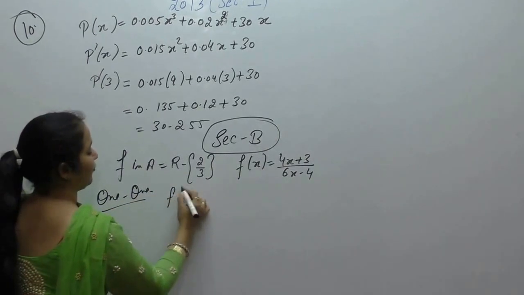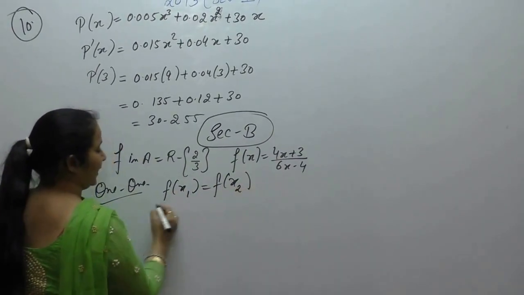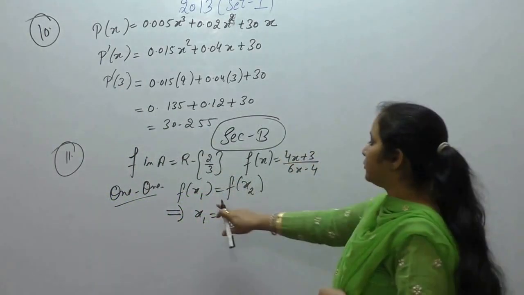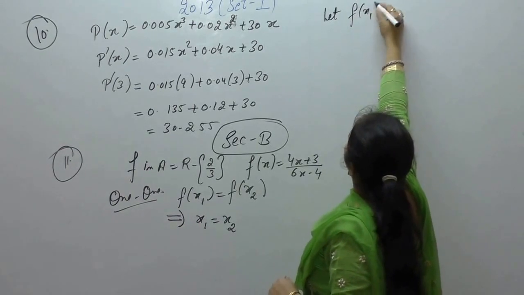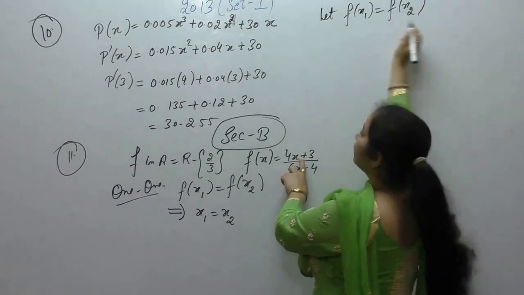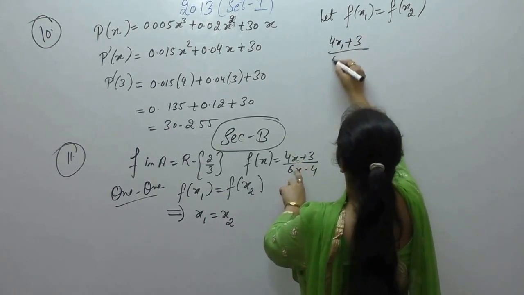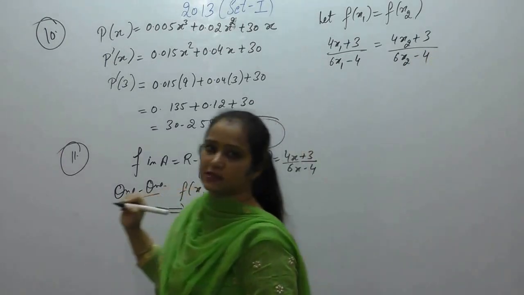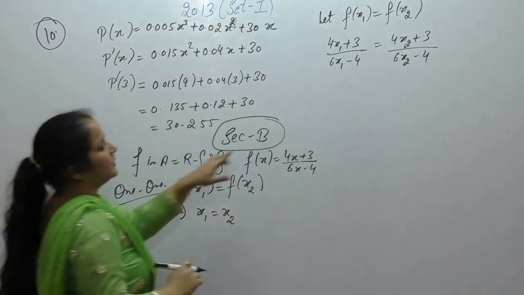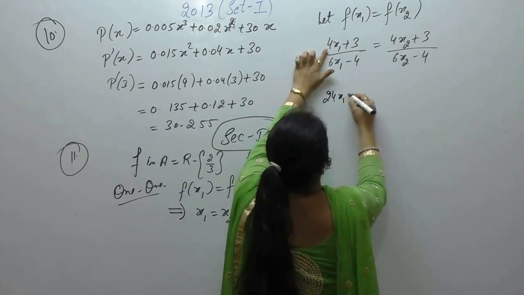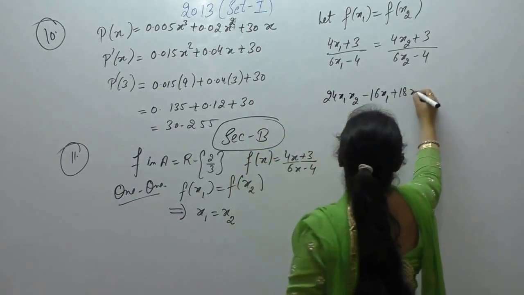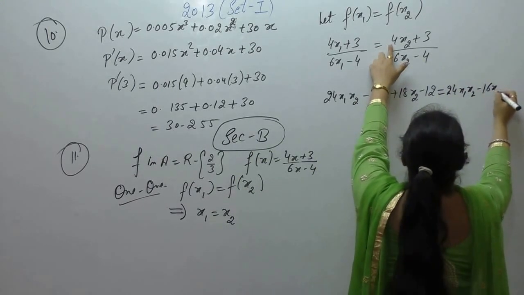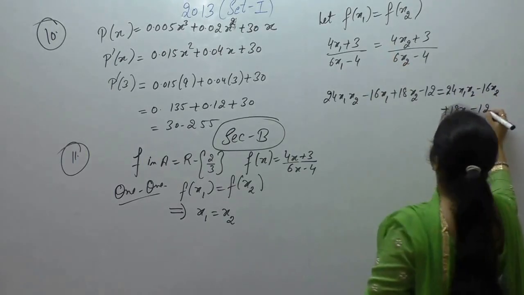We have to prove that if f(x1) = f(x2), it implies x1 = x2, then the function is a one-one function. So first let f(x1) = f(x2). Instead of x, put the function value at x1: (4x1+3)/(6x1-4) = (4x2+3)/(6x2-4). Now solve these equations. Cross multiply: 24x1x2 - 16x1 + 18x2 - 12 is equal to 24x1x2 - 16x2 + 18x1 - 12.